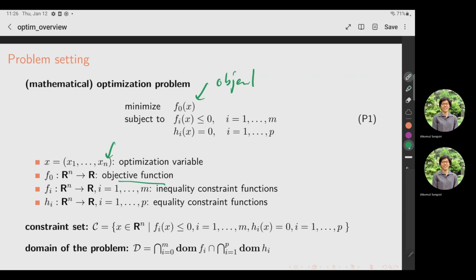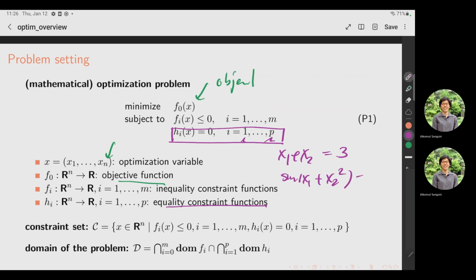For the constraints, we have 2 types. The first type is called equality constraint functions. You have p of them, so p constraints. For example, x1 plus x2 equals 3, or sine of x1 plus x2 squared equals 6. This h can be linear or nonlinear. Those are equality constraints.